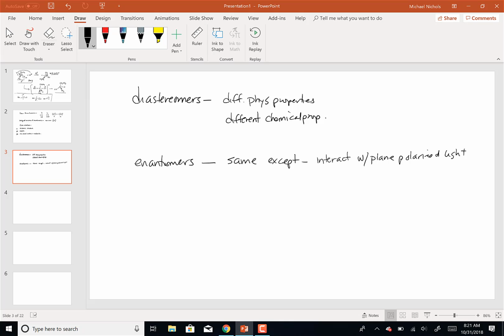They interact with plane polarized light differently. That's the difference in their physical properties. One rotates positively, one rotates negatively. So that's the physical property difference. What about the chemical property difference? When will enantiomers have the same chemical properties, and when will they have different chemical properties?